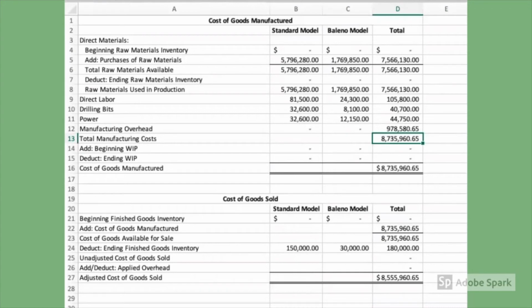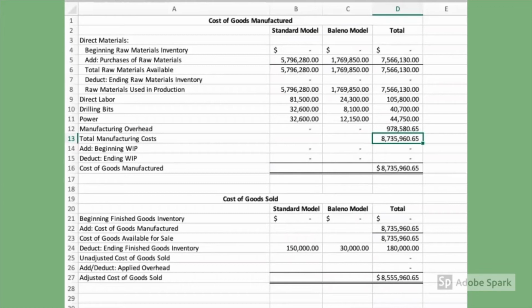So then we got our total raw materials that we have available. Now we have to deduct any ending raw materials inventory. Since we didn't have any here, this is an easy step for us. So we now have our raw materials used in production. Then we move on to direct labor. Direct labor, as you can see in the cost information, was a total of $105,800. After we deduct these and other direct costs, we now have to look at manufacturing overhead.